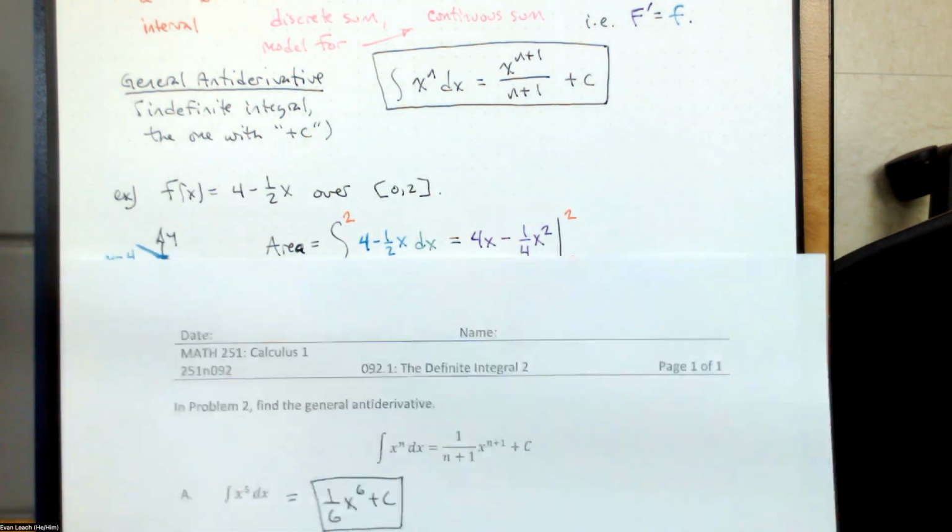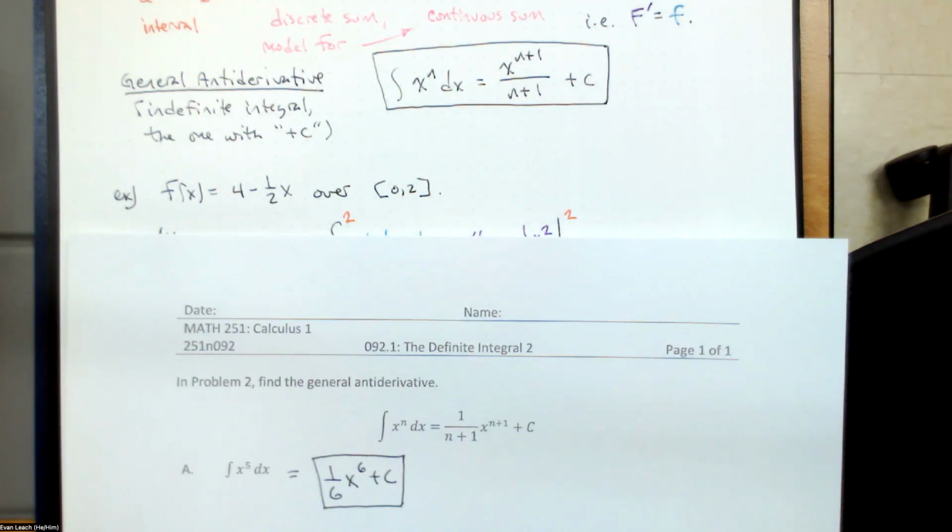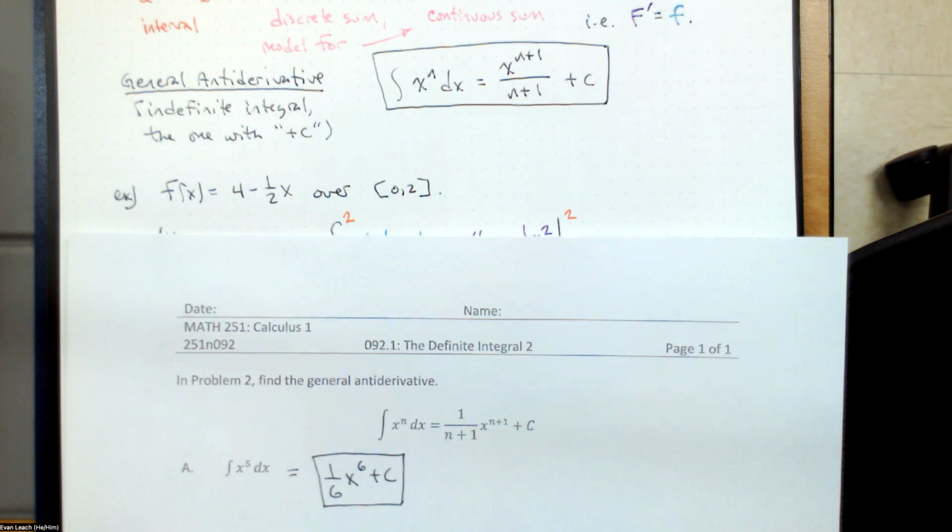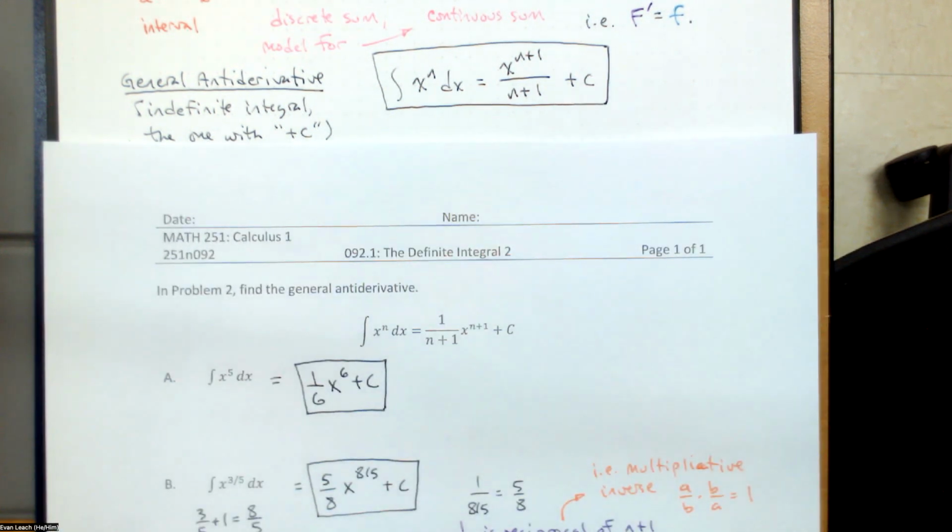First one, no problem. 5 plus 1 is 6. 1 over 6, 1/6 x to the 6. Everybody with me so far? In the second one, we've got an x to the 3/5. So when we add 1 to the exponent, 3/5 plus 1 is 8/5. So I'll have an x to the 8/5, and then the reciprocal of 8/5.